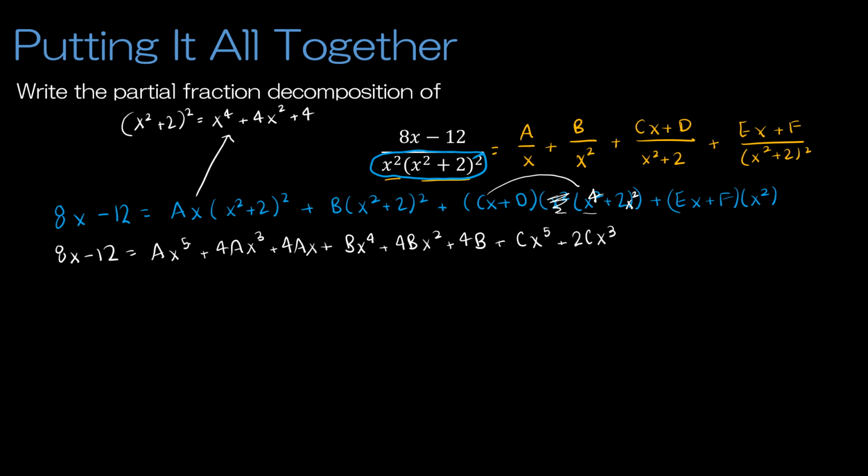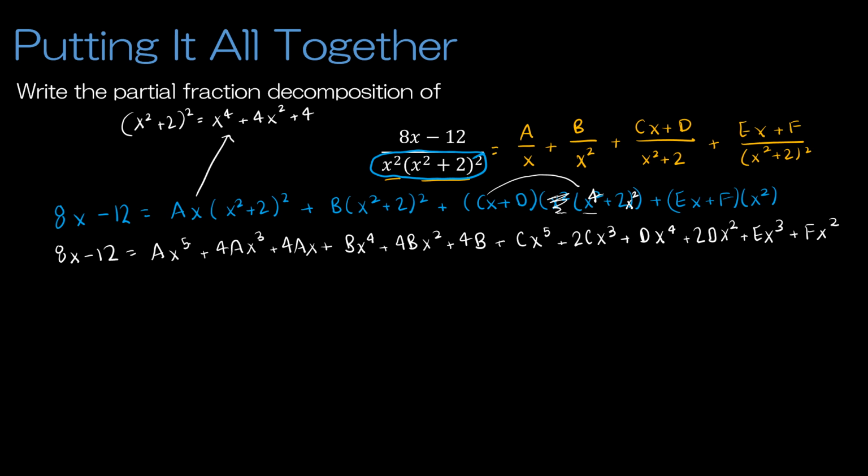Next we have plus d times x to the 4th, and then plus d times 2x squared. And then we have the final two terms, which is ex times x squared, or ex cubed, and then plus f times x squared. Whew! So we have a lot going on.